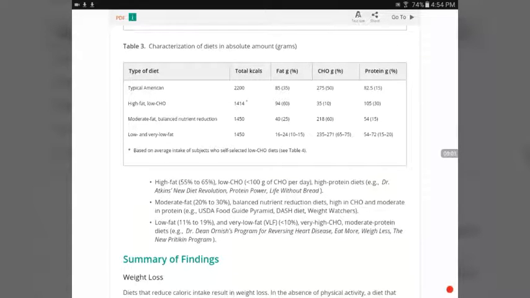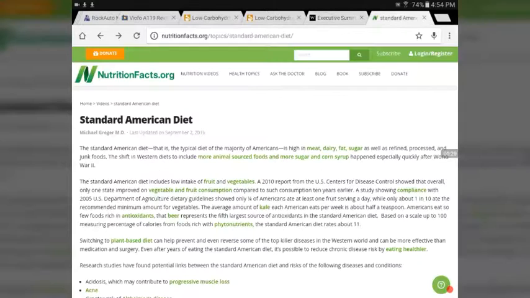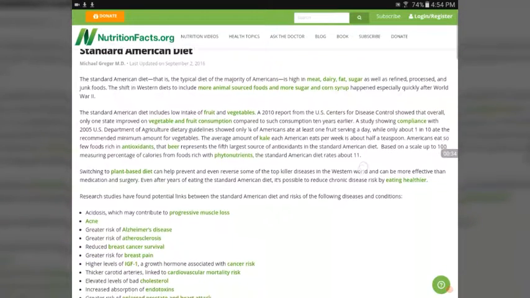Here's my 2 cents on this. I don't know where they're getting the data for what their macronutrient breakdown is of the standard American diet. It doesn't say on this study that I can find. And to be honest with you, I think that the average American is probably not getting 50% of their caloric intake from carbohydrates. I bet you they're getting more protein and more fat because they're eating diets that center around meat, dairy, and eggs, processed foods, and oils rather than carbohydrates. And if we come on over and look at Dr. Greger's website, nutritionfacts.org, it says the standard American diet is high in meat, dairy, fat, sugar, as well as refined, processed, and junk foods.